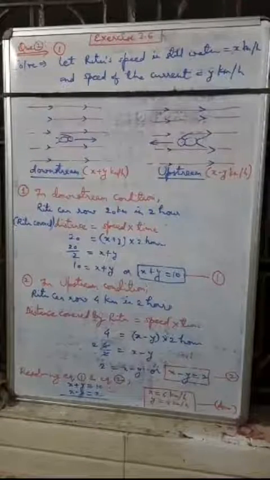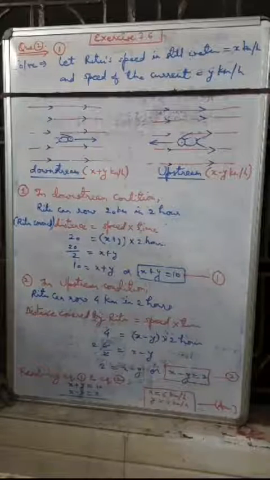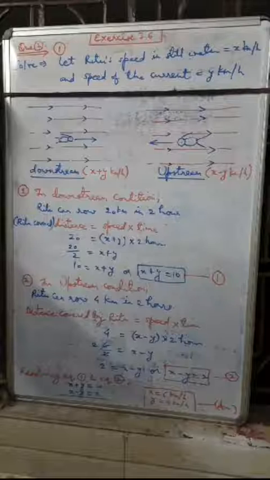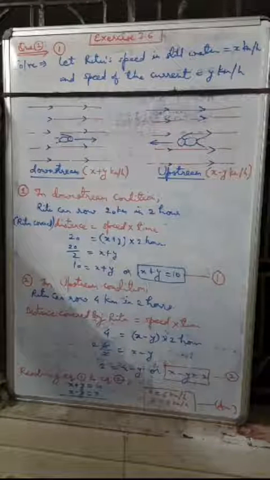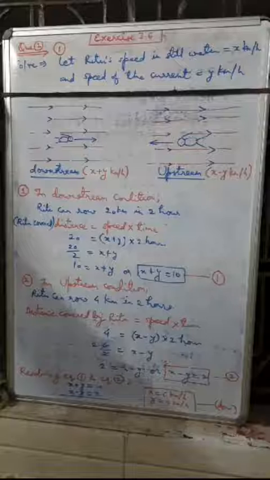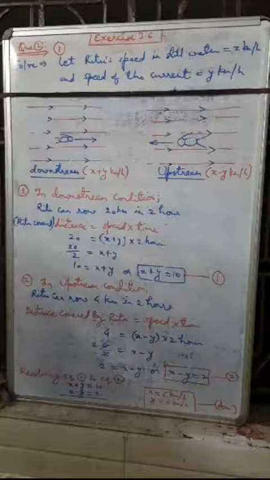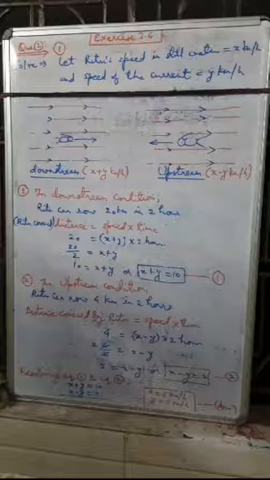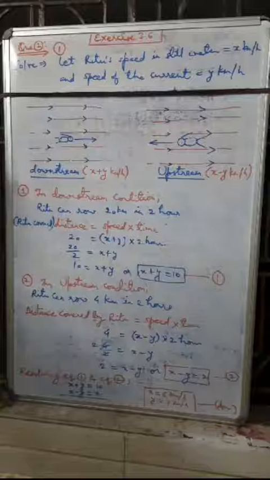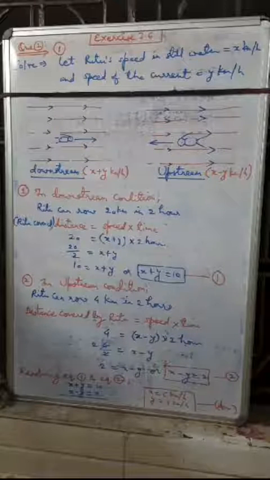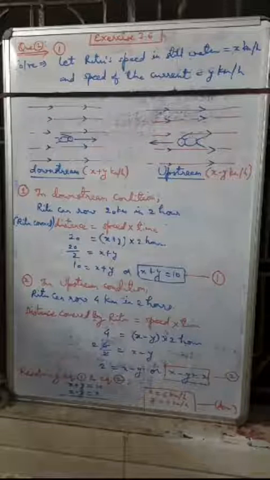Now we are solving question number 2.1, a word problem. Ritu can row downstream 20 km in 2 hours and upstream 4 km in 2 hours. Find her speed of rowing in still water and the speed of the current. Before solving the question, we must read the question twice or thrice, and look at the last line of the problem: find her speed of rowing in still water and the speed of the current.